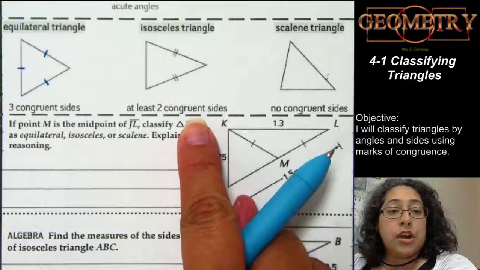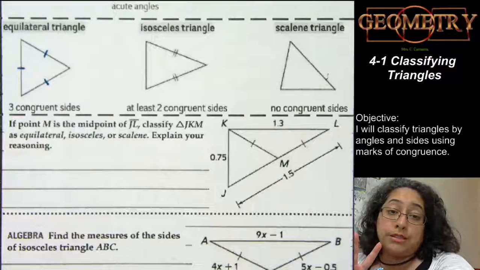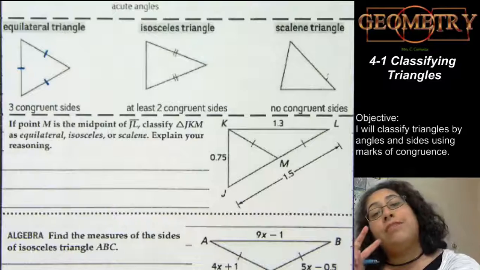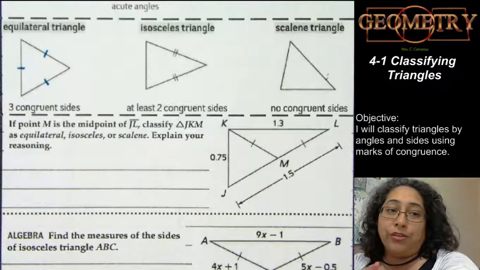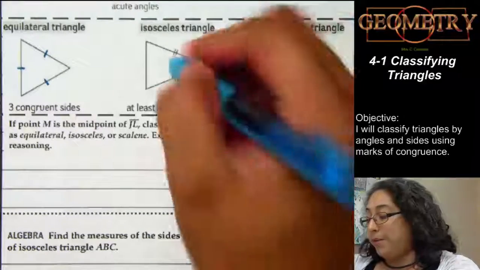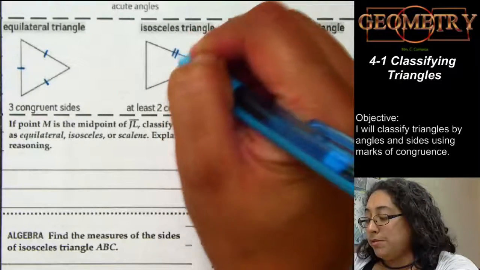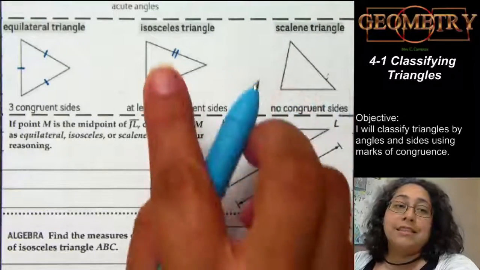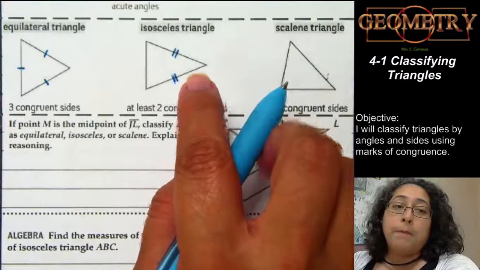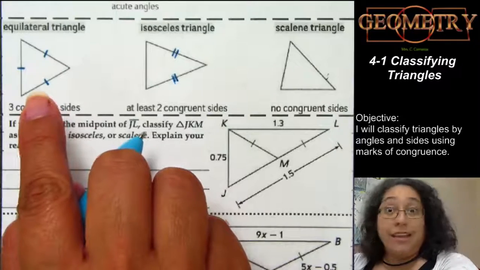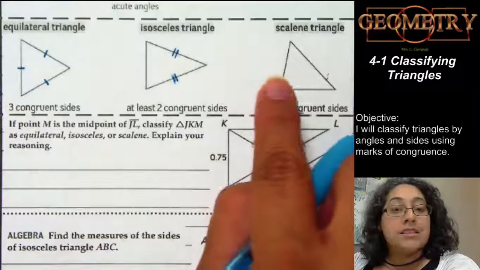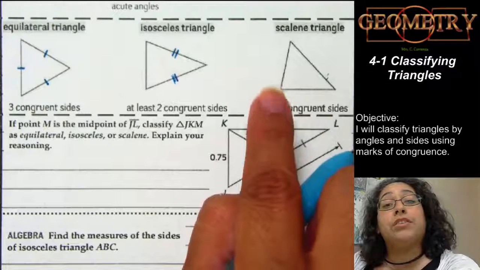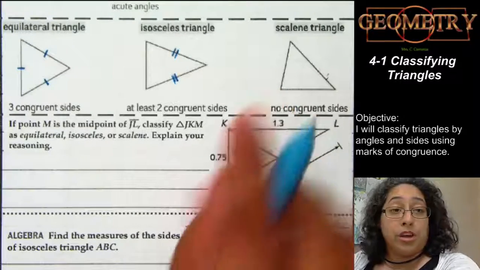The isosceles triangle has at least two congruent sides. You could have more, and that's perfectly okay, but as long as you have at least two sides that are congruent, you have an isosceles triangle. Notice here how we have two little lines showing that those sides are congruent to each other, but not necessarily congruent to anything else on our page. The scalene triangle is the triangle in which no sides are congruent, so the measures of each side are going to be different from each other.